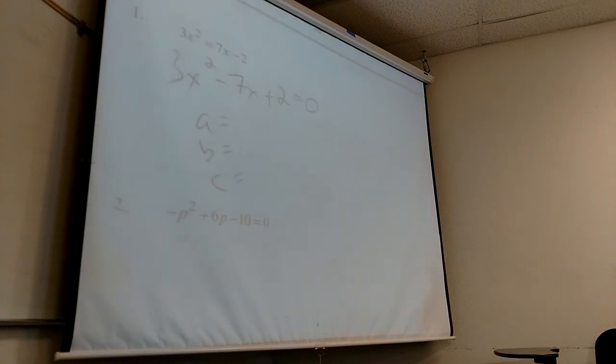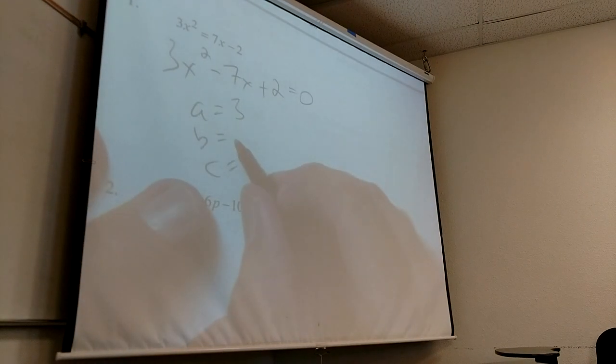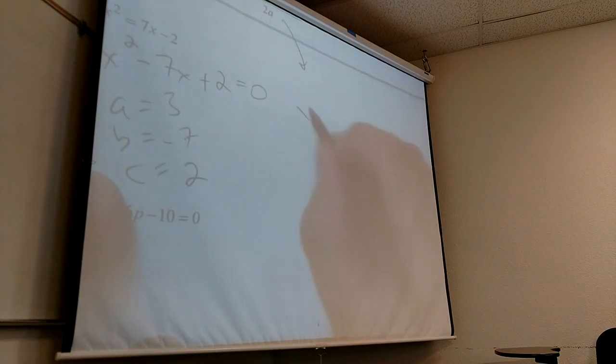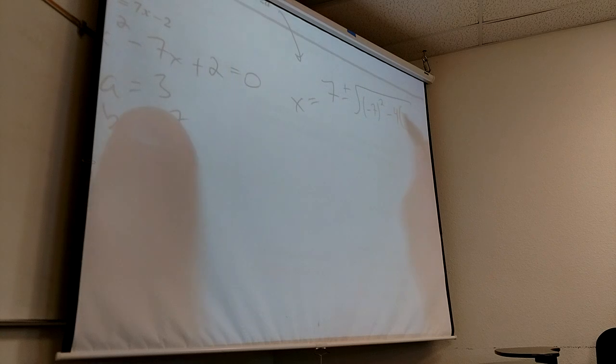All right, let's take a look. What's A? 3. What's B? Negative 7. What's C? 2. So then I just throw it in this thing. Negative B, which is 7, give or take, square root of B squared minus 4AC, all over twice A.